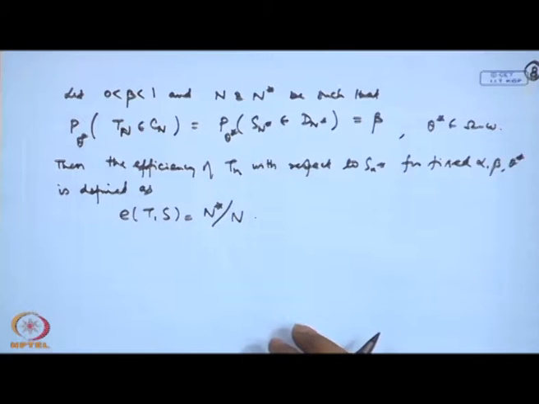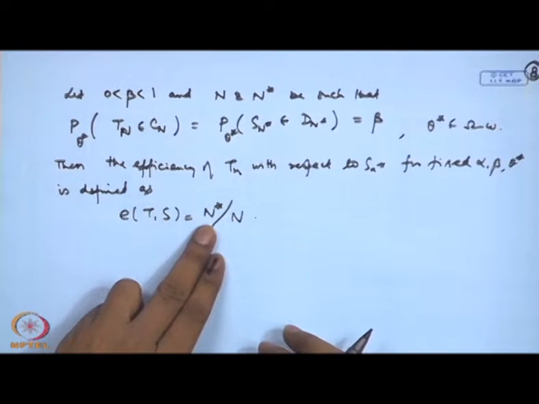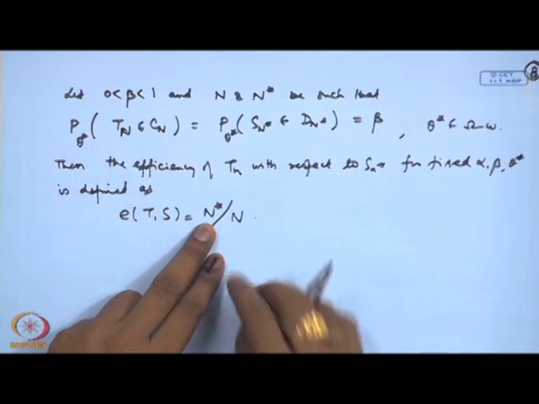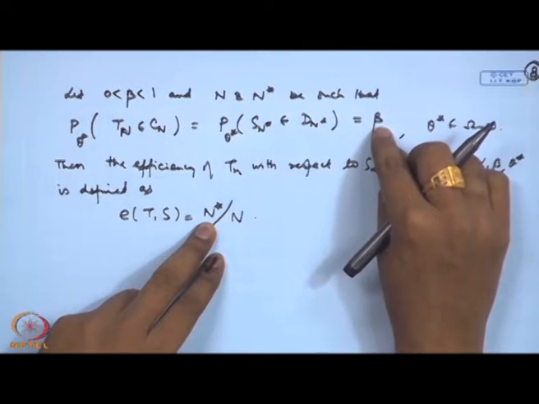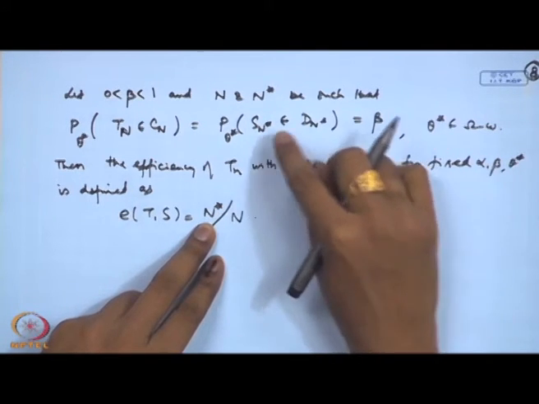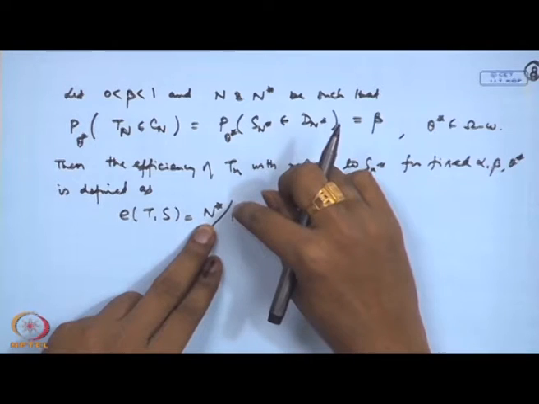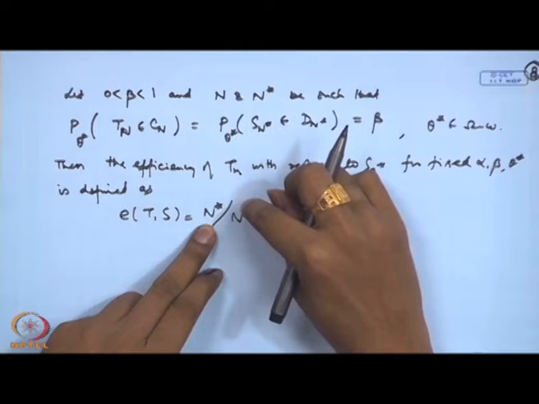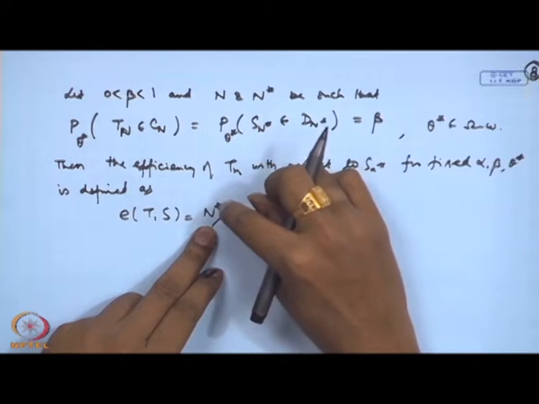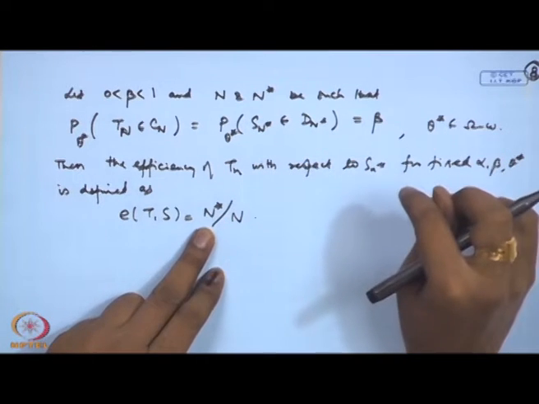So naturally you can have the interpretation here. For example, if ETS is greater than 1, that means for achieving the same level of power I need more observations in S compared to T. That means T is more efficient than S. If ETS is less than 1, then it will mean that I need more observations in T compared to S for achieving the same level. So T is less efficient than S.